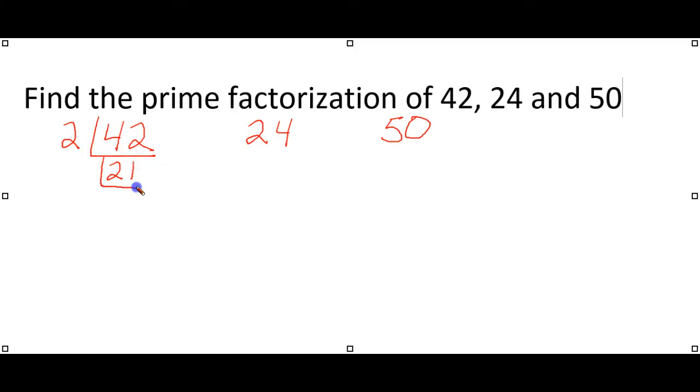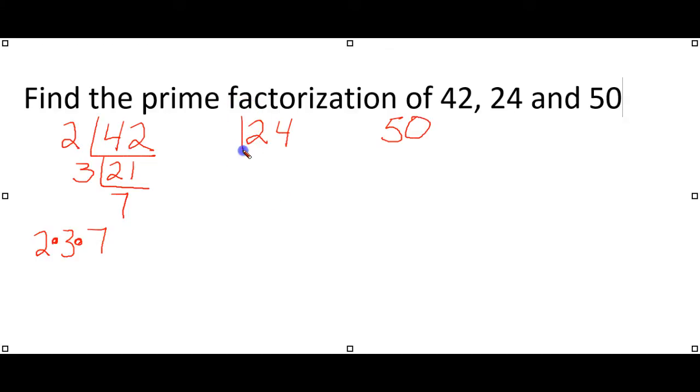Now, according to the rule of threes, if I add these together, it adds up to 3. So that means I can take a 3 out of this, and 3 goes into 21 7 times. And 7 is a prime number. So these numbers that I have on the end here are my prime factorization of 42. And in MATLAB you list it as 2 times 3 times 7.